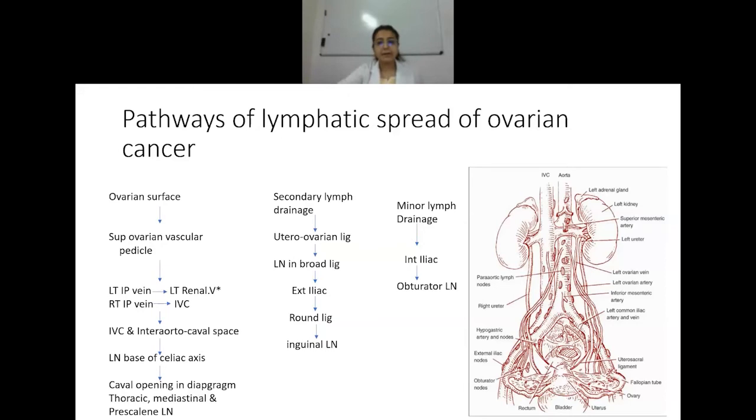The second lymphatic drainage is along the utero-ovarian ligament, where it travels along the lymph nodes in the broad ligament, along the external iliac artery, in the round ligament, and finally reaches the inguinal lymph nodes. Yet another minor lymphatic drainage occurs through the internal iliac artery and reaches the obturator lymph nodes.